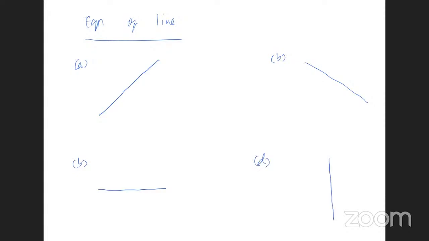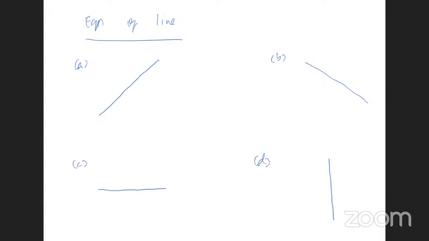To find the equation of a line, a line always looks like this, right? There are different types of lines. You have a line like this, a line like this, a line like this, and you have a line probably like this, right? Those are the general shapes for a line.